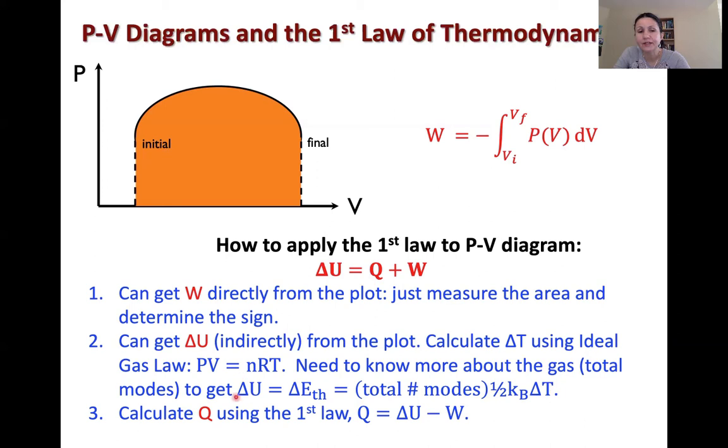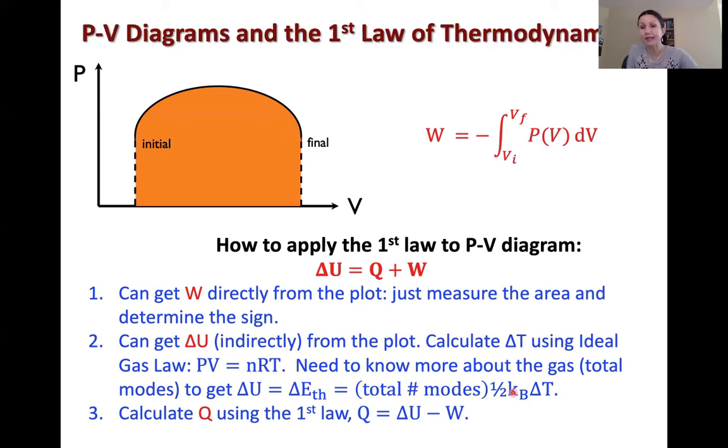So it's delta U is proportional to delta T. How can we find delta T for this particular process using just our PV diagram? We can use the ideal gas law, because what does the ideal gas law tell us? It relates pressure and volume to temperature. So if we knew the initial pressure and volume, we can find temperature if we know the number of moles of this gas present. So we can find the initial temperature and final temperature using the ideal gas law, take the difference, and then find change in E thermal as long as we know how many modes we have.